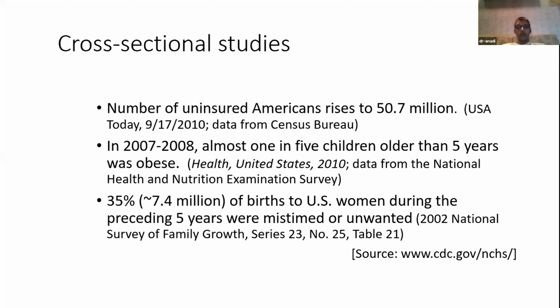Number of uninsured Americans rises to 50.7 million. USA data, 17 September 2010, that is taken from the Census Bureau. In 2007 to 2008, almost 1 in 5 children older than 5 years was obese. That is in the Health United States 2010 data from the National Health and Nutrition Examination Survey. 35% of the births to US women during the preceding 5 years were mistimed or unwanted. 2002 National Survey of Family Growth, Series 23, number 25, table number 1. That source is nothing but the CDC.